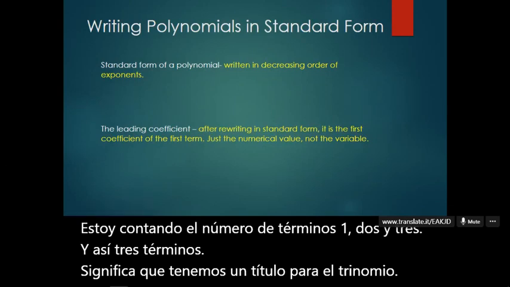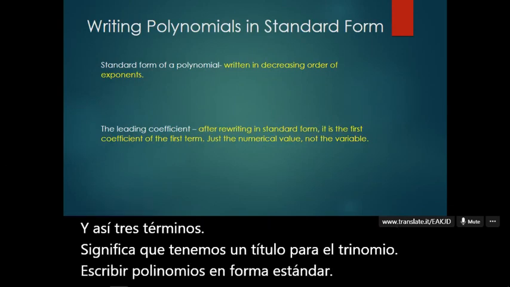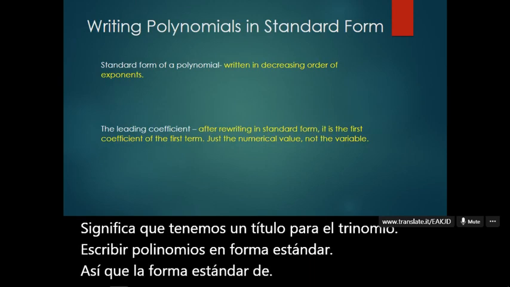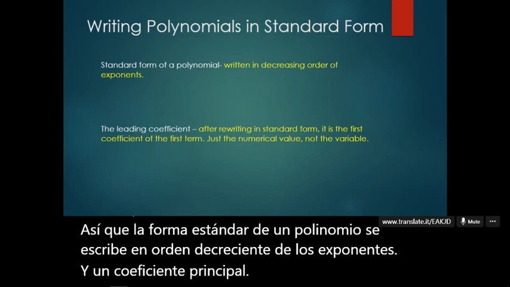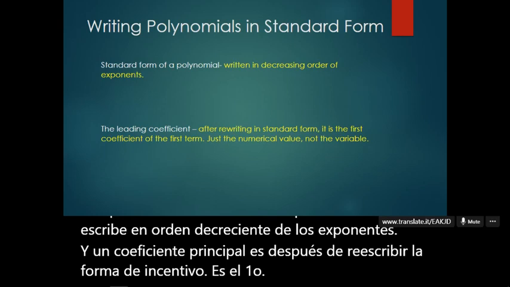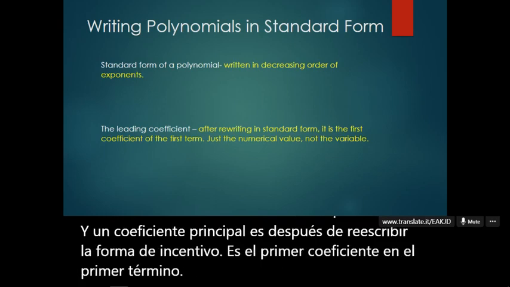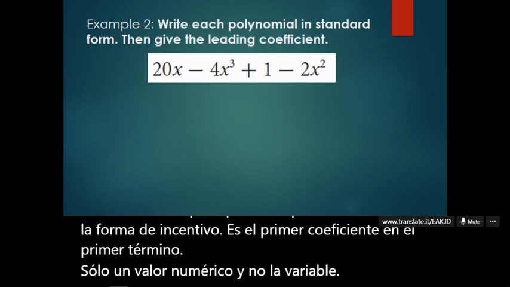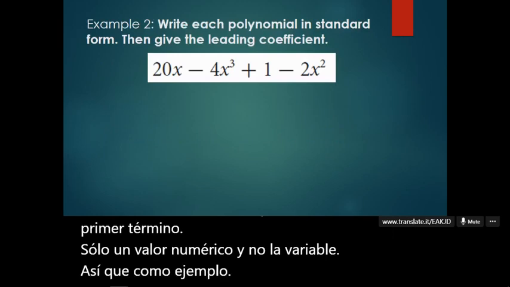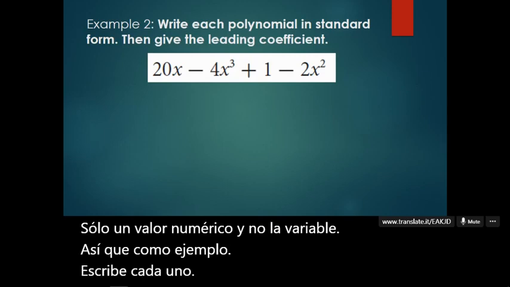Writing polynomials in standard form. So the standard form of a polynomial is written in decreasing order of the exponents. And the leading coefficient is, after rewriting in standard form, the first coefficient in the first term, just the numerical value and not the variable. So as an example, write each polynomial in standard form, then give the leading coefficient.